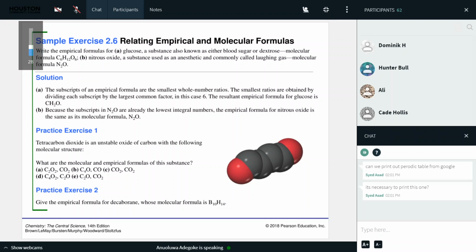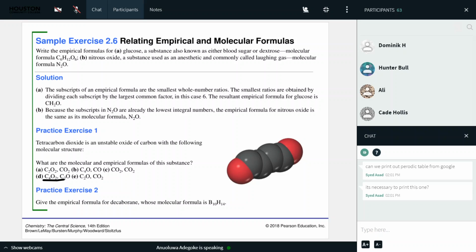So if we look at this, A cannot be it, B cannot be it, C cannot be it. If we look at D and also E, D seems to be the only one that is both the empirical and molecular formula, because the lowest whole number ratio of C4O2 is C2O, right? If you divide everything by 2, that will be C2O. So empirical is the lowest form of the molecular.